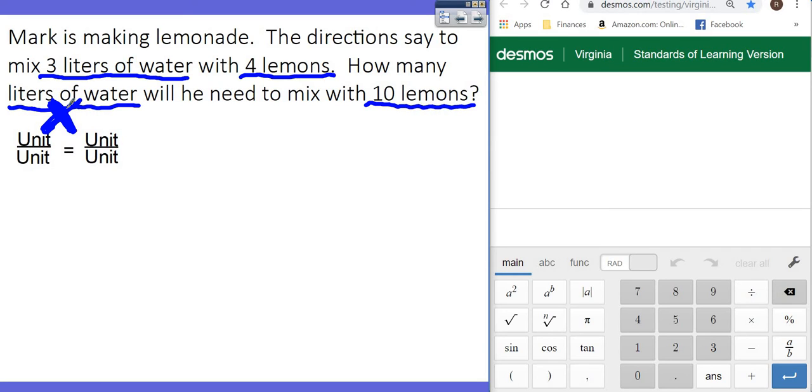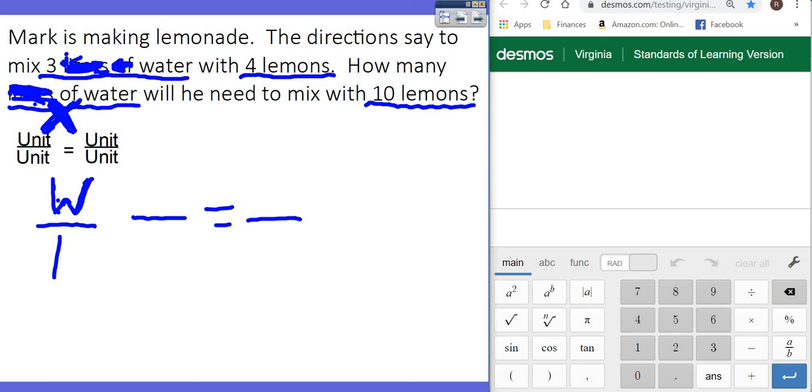So let's think about the units. I'm going to erase the liters here and just stick with water, because lemon starts with an L and liter starts with an L, so I don't want to confuse myself. So I'm going to say water over lemons, okay? And I'm going to draw a line, equals, a line.